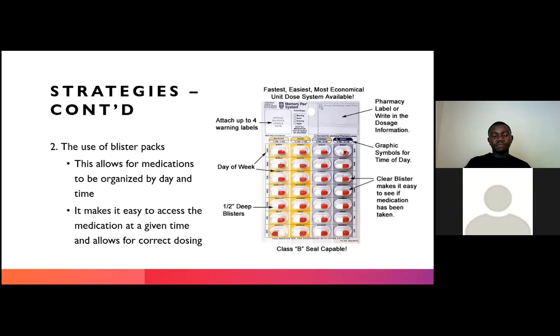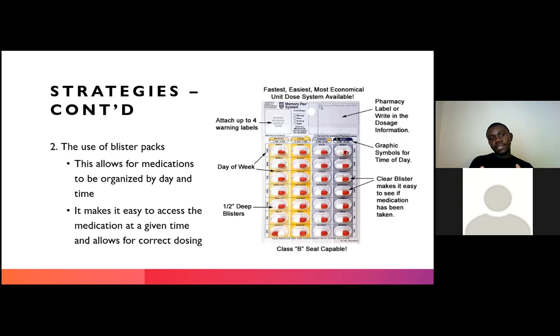Some seniors find the use of blister packs useful in terms of reminding them when to take the medications and what medications to take. So for example, on here, it has the day of the week, and on Sunday, you have morning, noon, evening, or night. So in each blister, there will be medications that have to be taken at a certain time of the day.